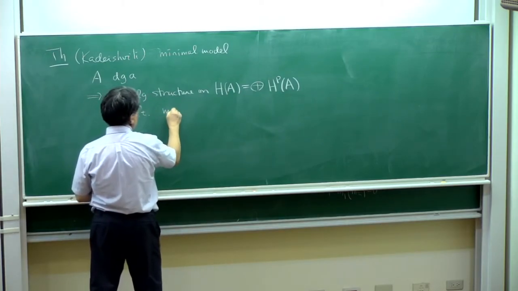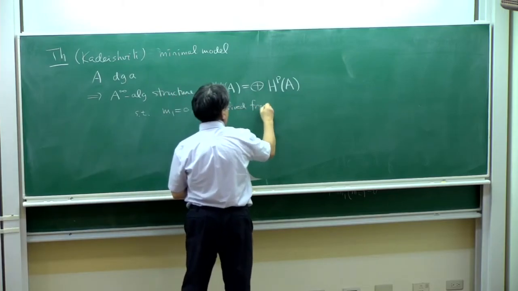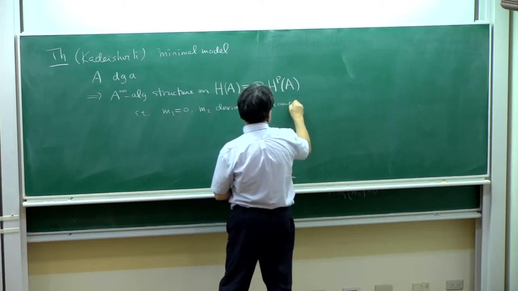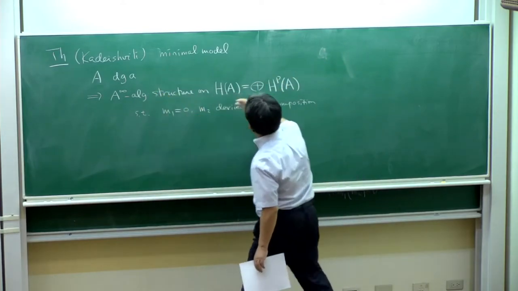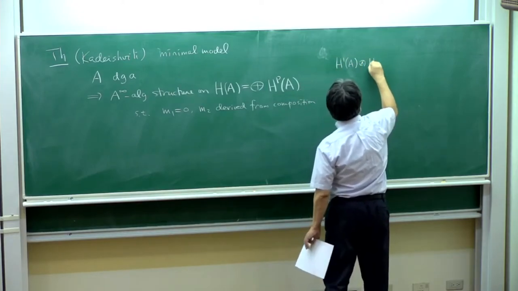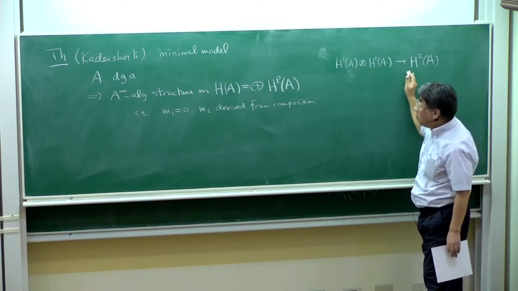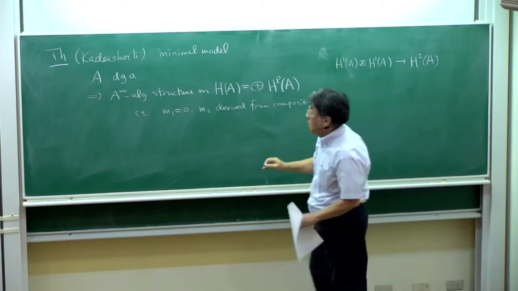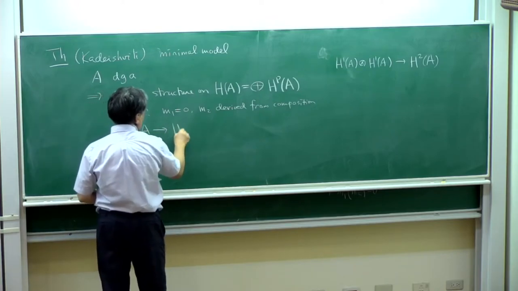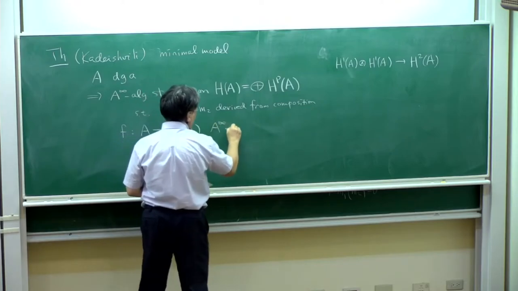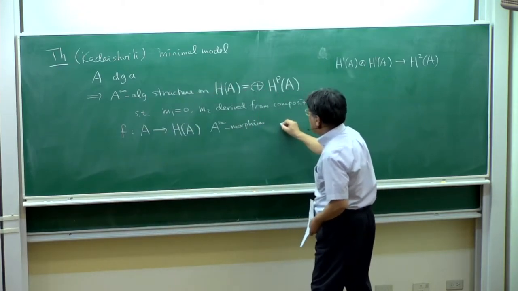Such that M1 is zero and M2 is derived from composition. So composition means, this is DGA, so H1 of A tensor H1 of A goes to H2 of A. So there is a natural vector space homomorphism, and M2 is this. And there is an A infinity morphism from A to HA. An A infinity morphism which is a quasi-isomorphism.